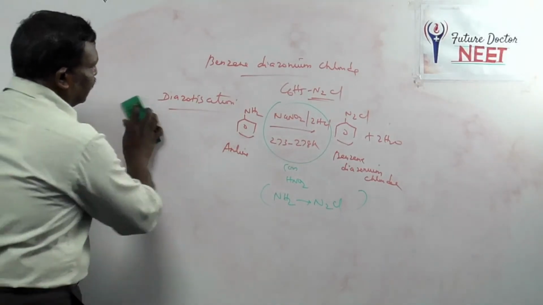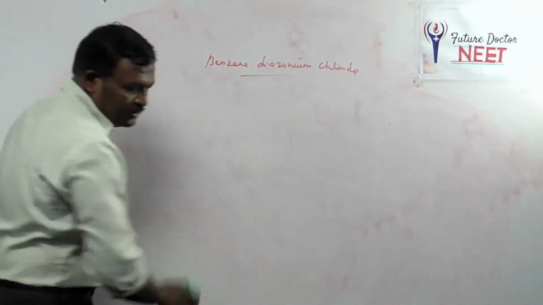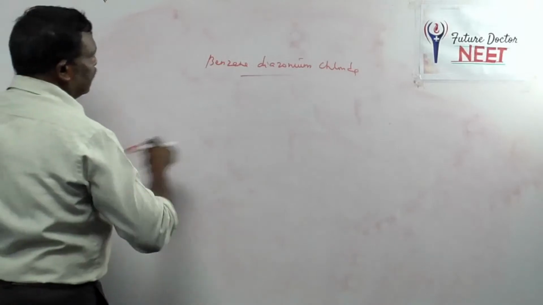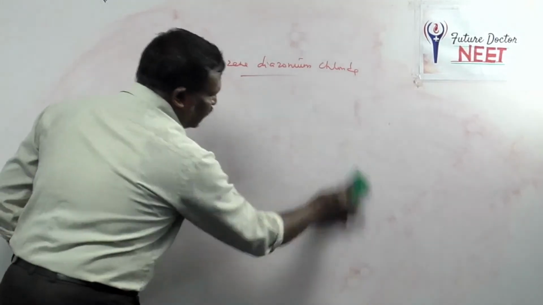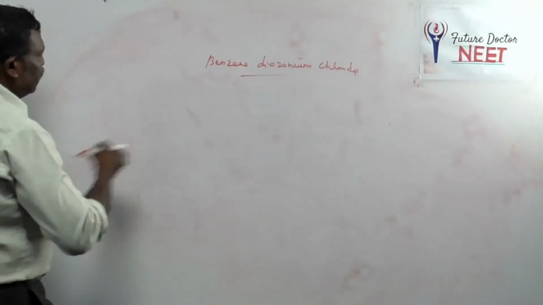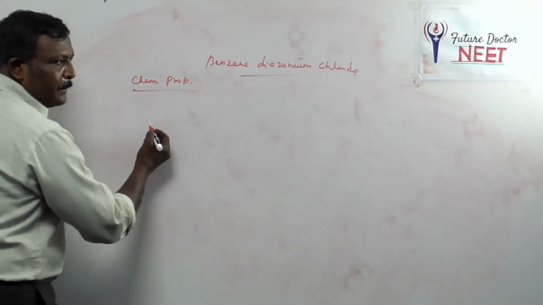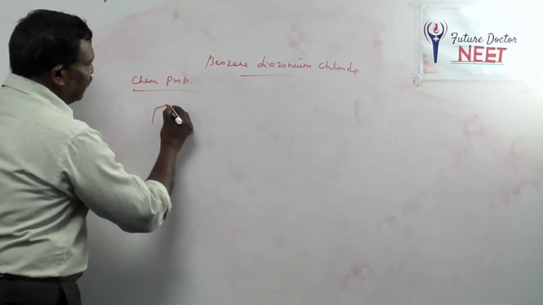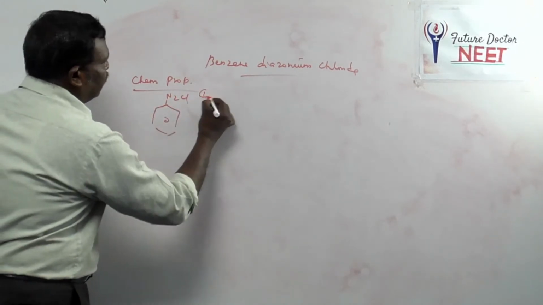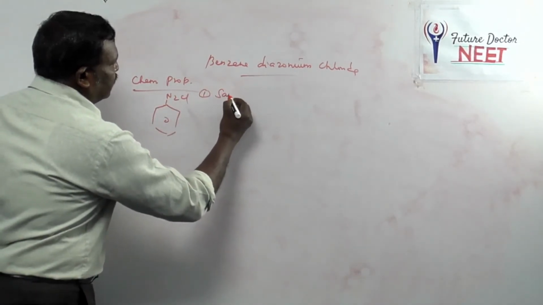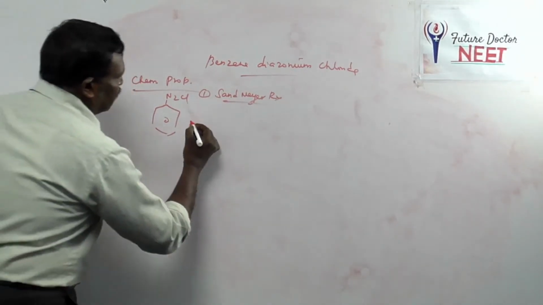Next one, chemical properties. That's all. Here we have 6 or 7 chemical properties. Put the heading: chemical properties. What's the formula? C6H5N2Cl. First, listen. This first one is called the Sandmeyer reaction. Name reaction. Sandmeyer reaction, simple.